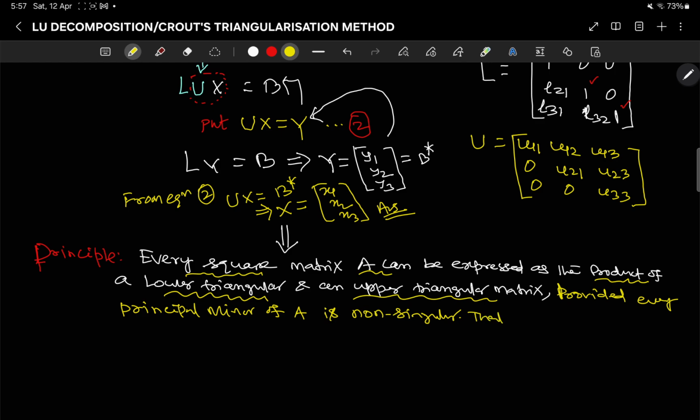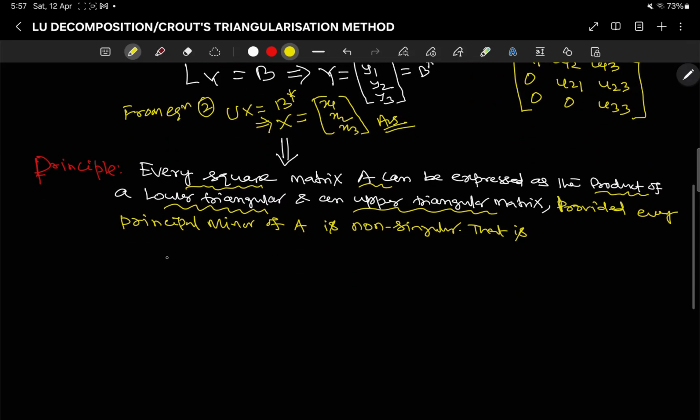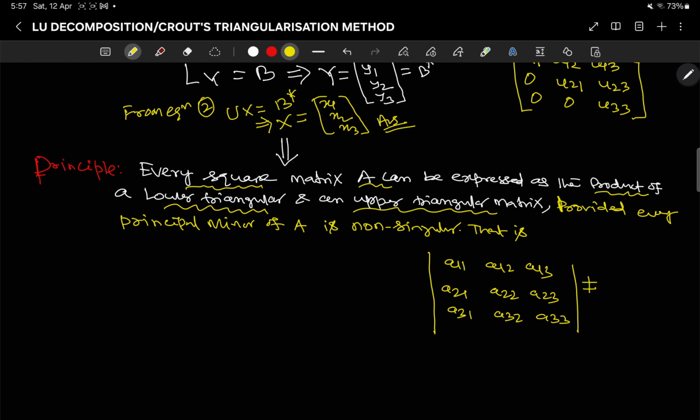That means, here is the principal minor. My matrix A is what? A11, A12, A13, A21, A22, A23, A31, A32, A33. The determinant of this matrix should be not equal to 0. Now if I think of the second order principal minor, I take the diagonal elements fixed and take a 2 cross 2 matrix: A11, A12, A21, A22. This determinant should be not equal to 0.